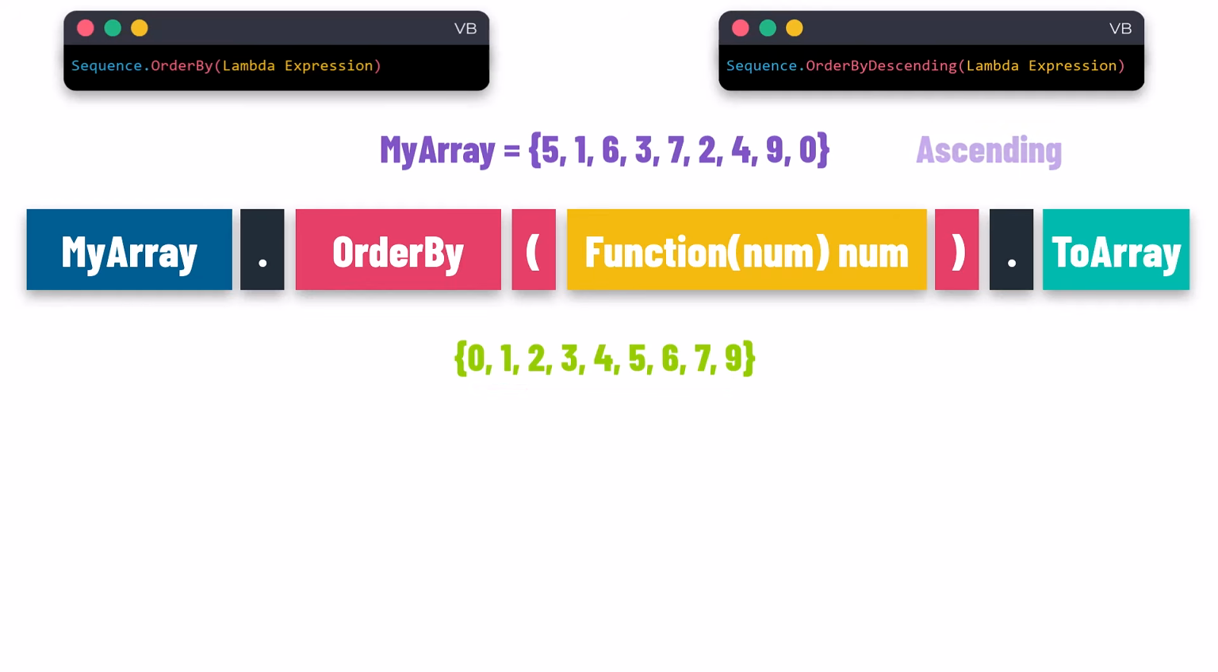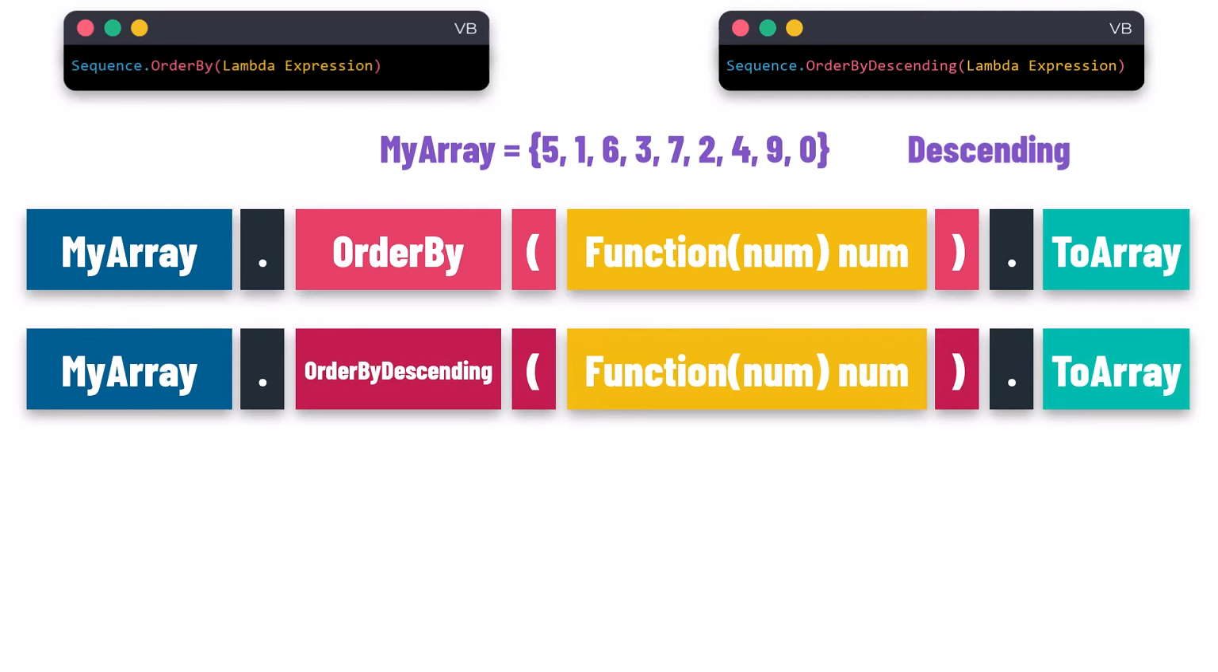I can use the same query to sort in descending order. I only have to change the method. The output of this query will be as following. Here I have the largest number at the beginning, and the smallest one at the end. This is how to use both methods to sort an array.